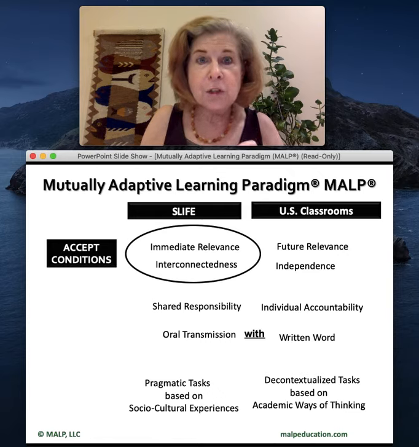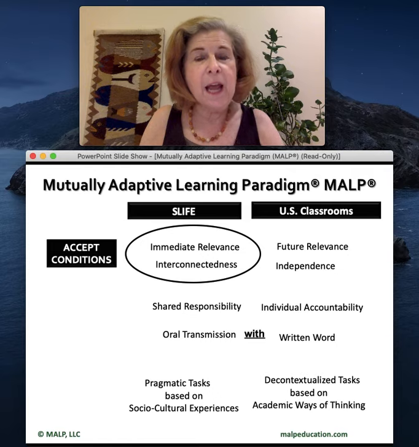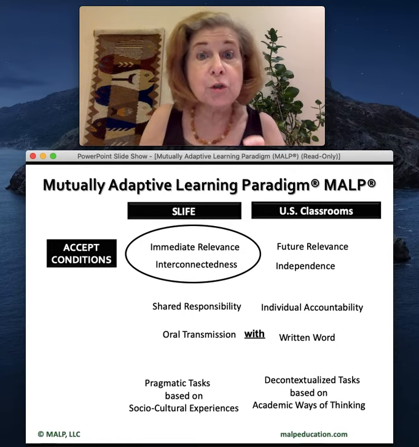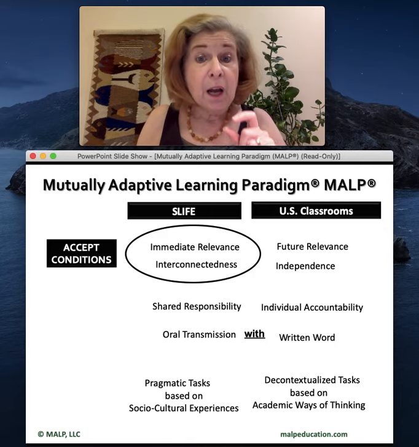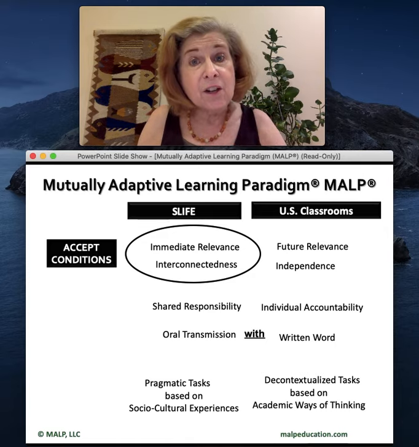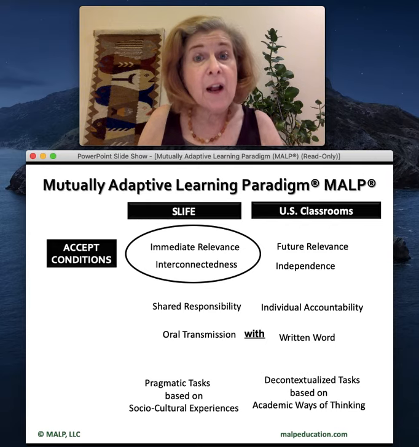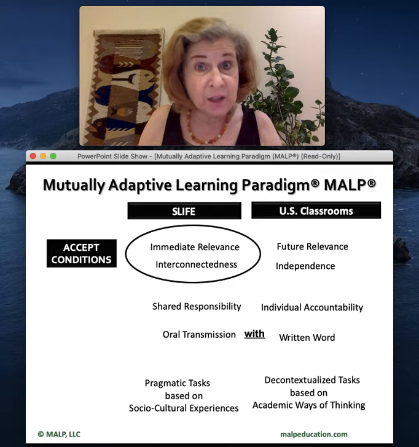Our first component of MALP, two elements. We're going to accept the conditions for learning. So if the students need it to be immediately relevant and need interconnectedness, we are going to focus there, and we're going to try to make the learning both immediately relevant and building that web of relationships. Think about the class surveys that we looked at. The class surveys did that. That's why that is a MALP project.